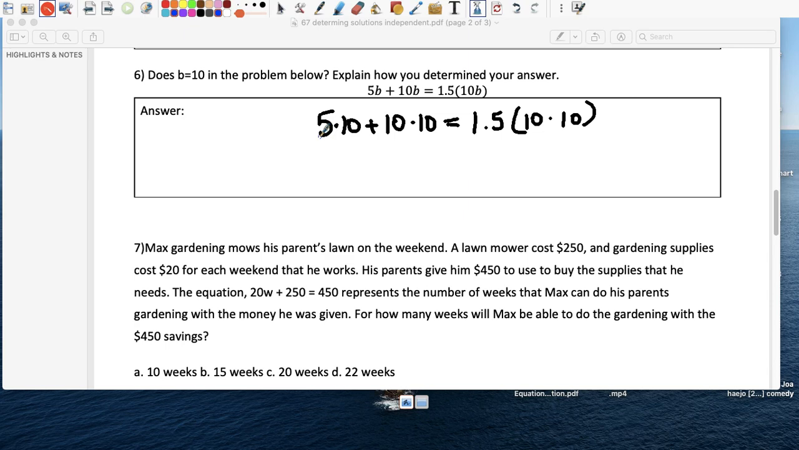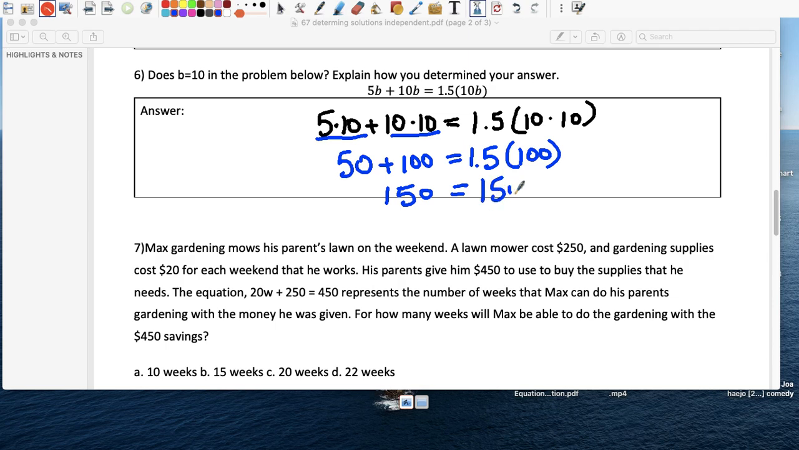So order of operations, here we have 5 times 10 is 50, plus what's 10 times 10? 100. Let's complete this. What's 50 plus 100? 150. So the left side, el lado izquierdo, me salió 150. Let's look at the right side. We got 1.5, and inside the parentheses we have 10 times 10. What's 10 times 10? 100. Now we have to multiply 1.5 times 100. 1.5 times 100 is 150. So B equals 10. Funcionó? Yes.